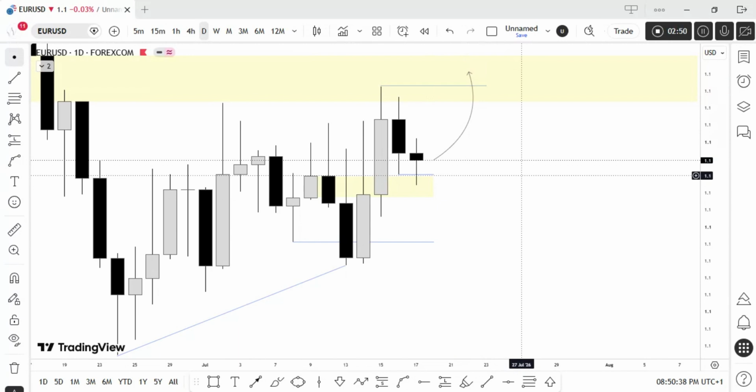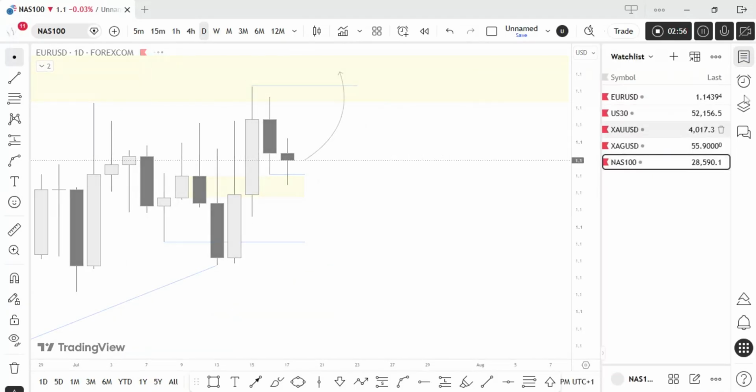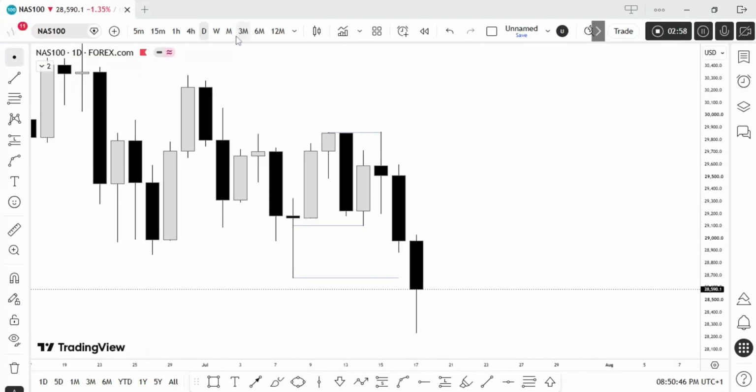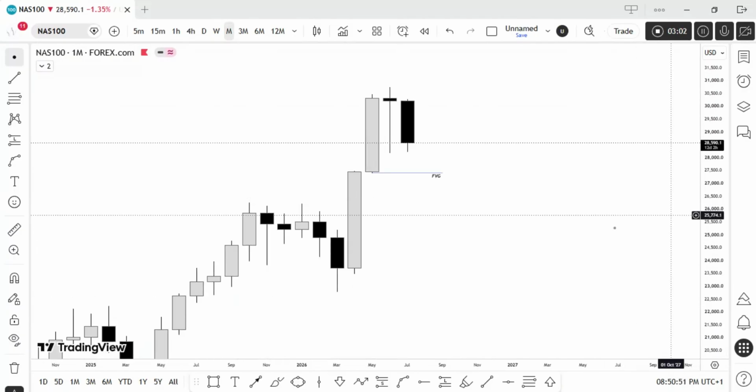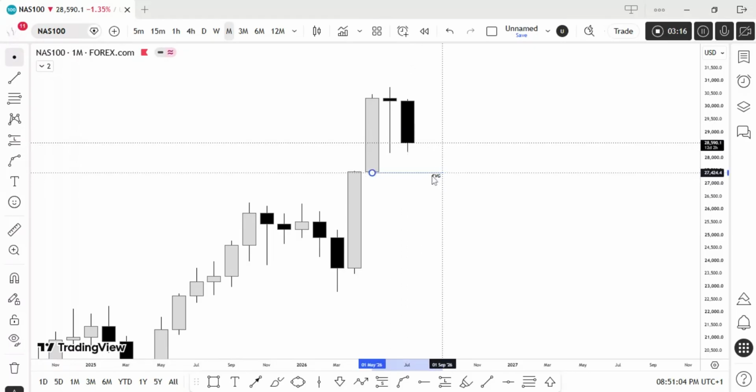Now the last pair I have on my list is NAS 100. Now moving to NAS 100, what am I expecting? Monthly time frame. What is the monthly time frame saying? Monthly time frame will have an expansion to the upside, leaving this FVG. Now I'm expecting a correction for another continuation. So what am I looking for? I'm looking on the lower time frame for a point of interest to sell from inside this FVG.